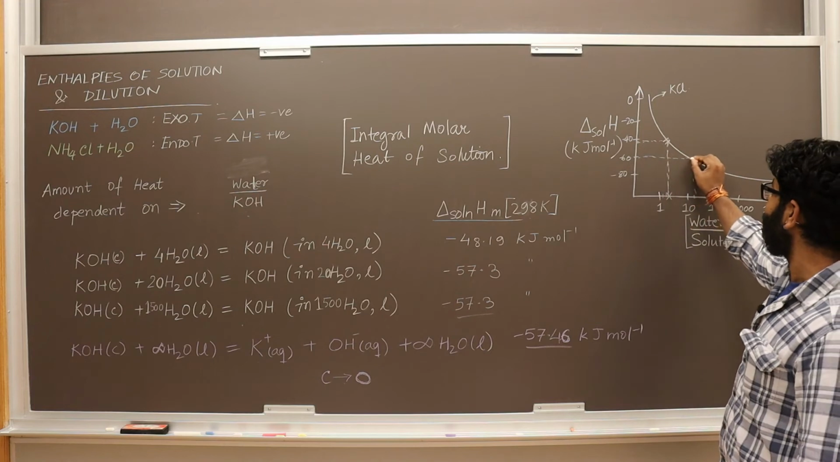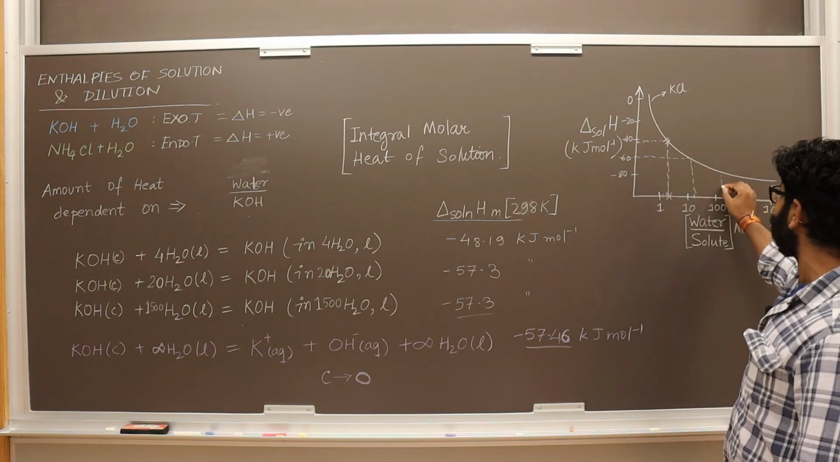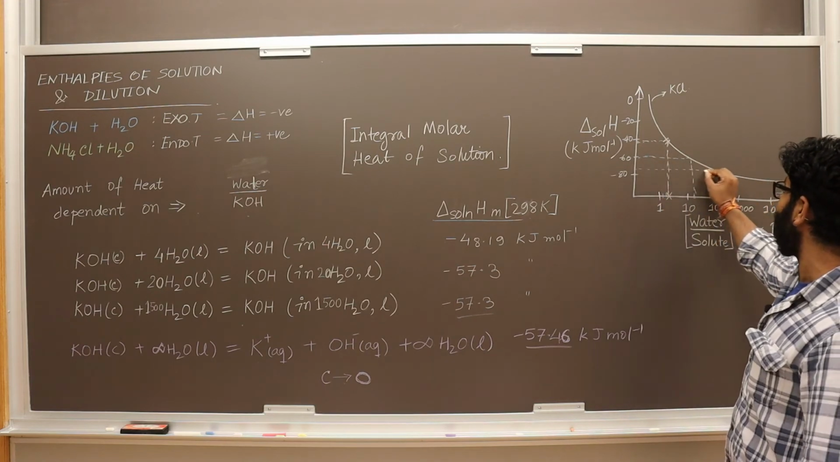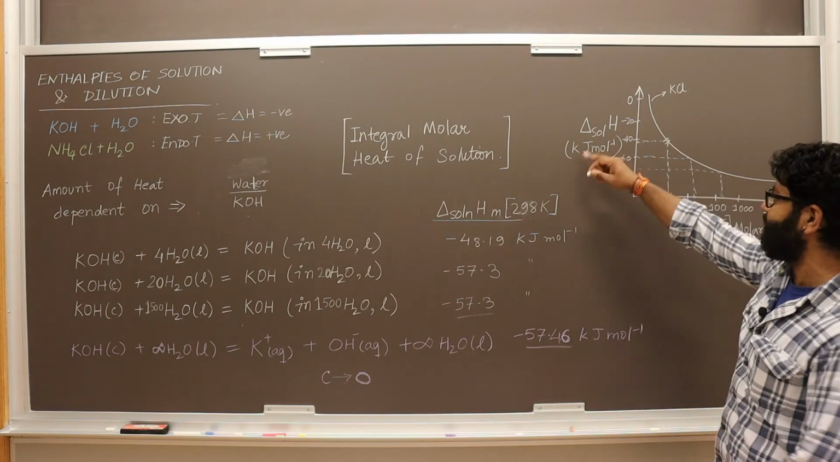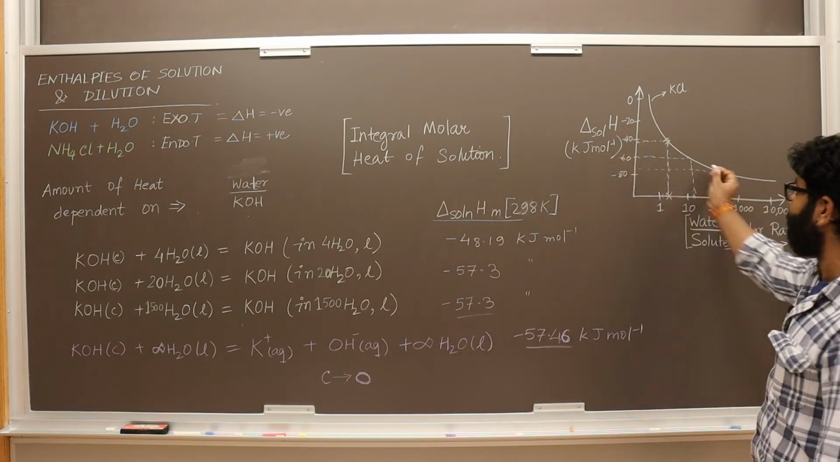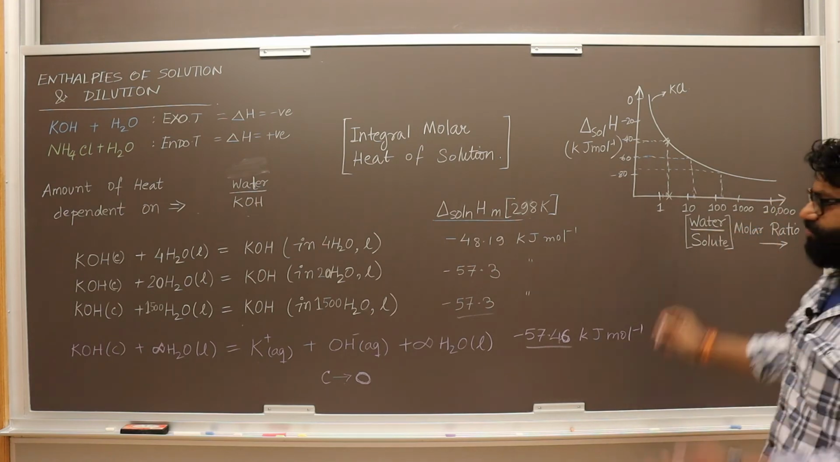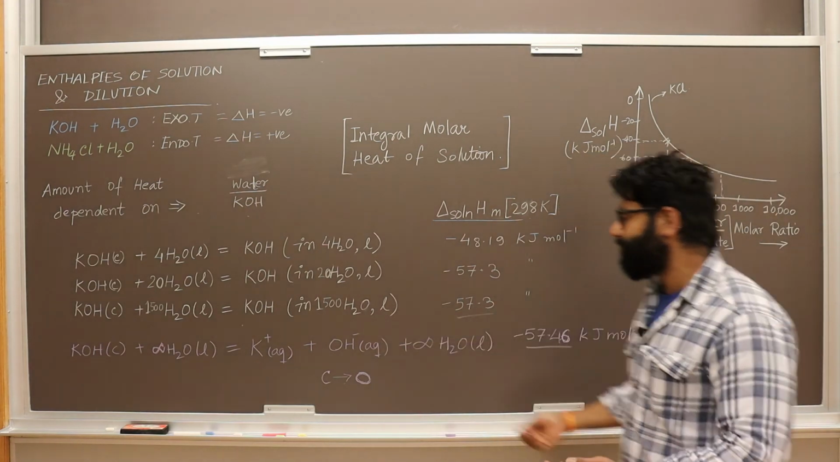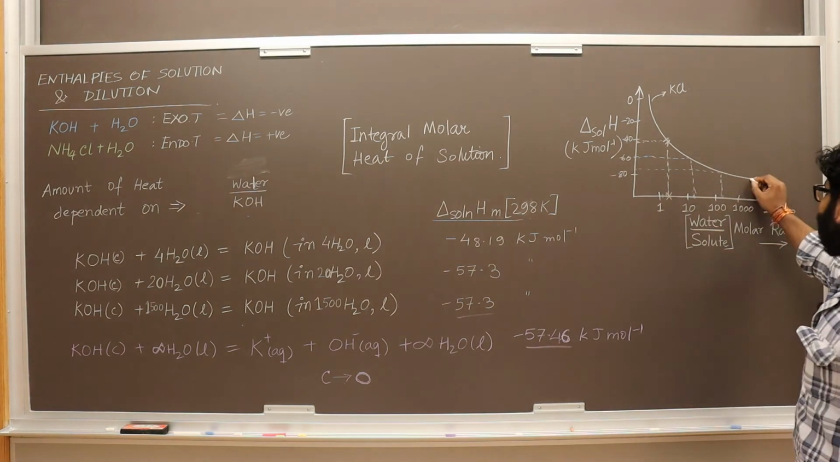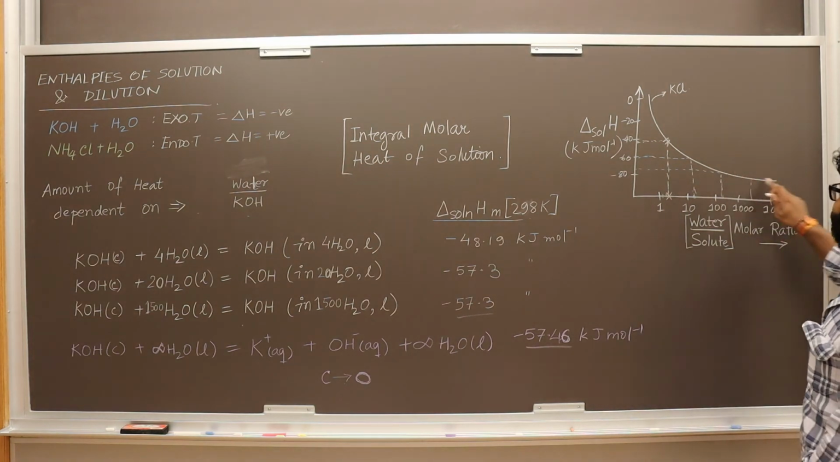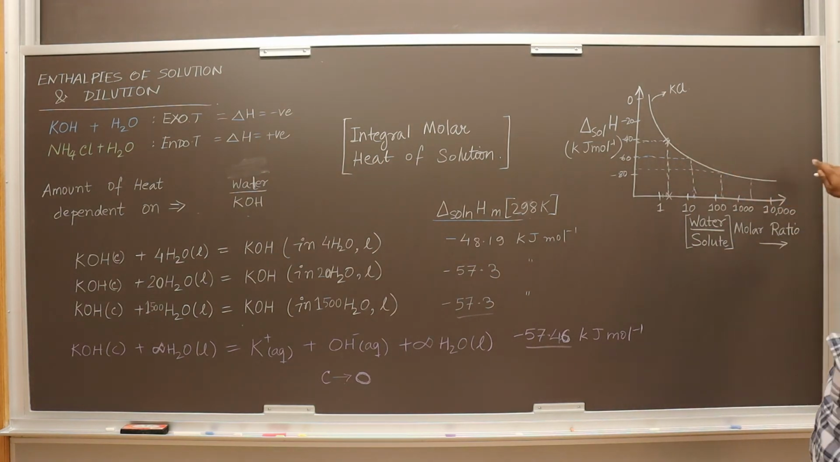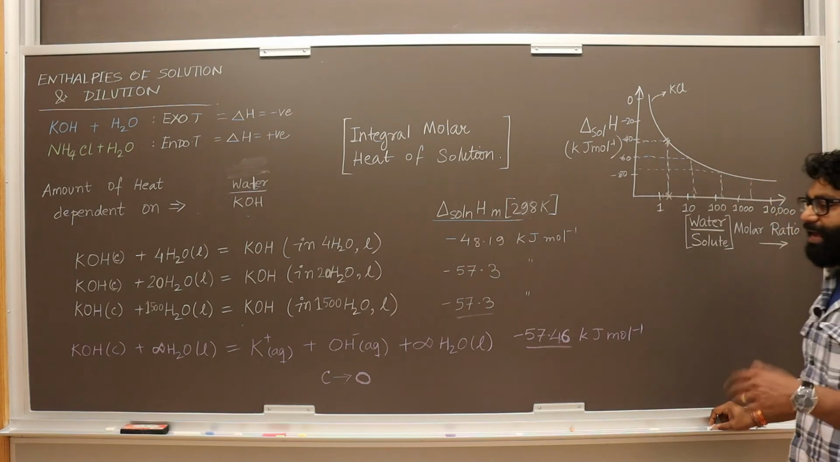As you move to more and more dilute solutions, you get a greater value of negative delta H, okay? More and more heat is being released. Now, when you move to extremely dilute solutions like 1500, you're somewhere here, you see that this curve is beginning to flatten, right? So it is getting to a state which we call an asymptote.